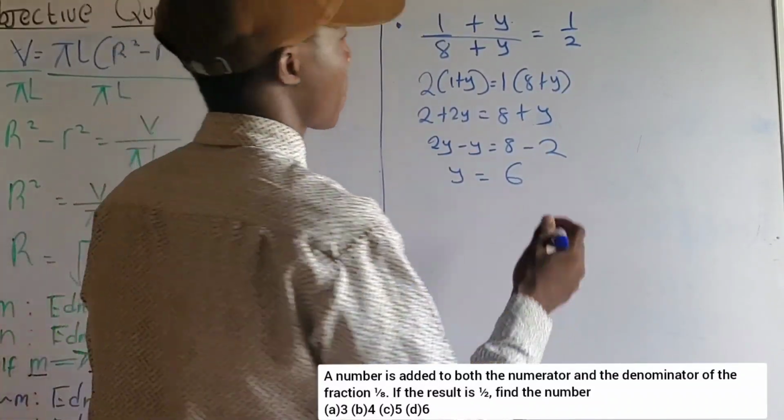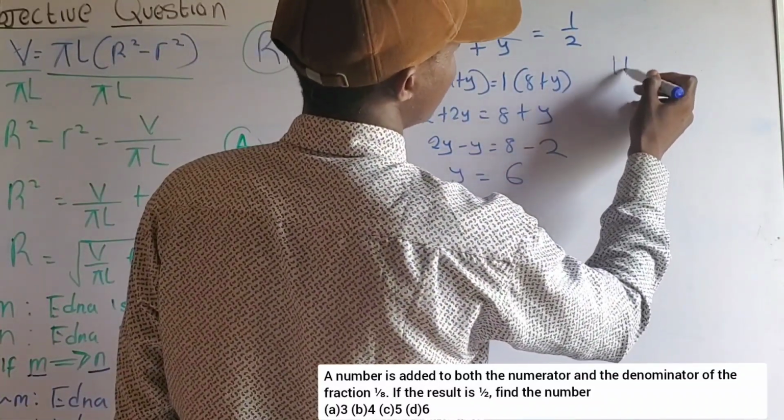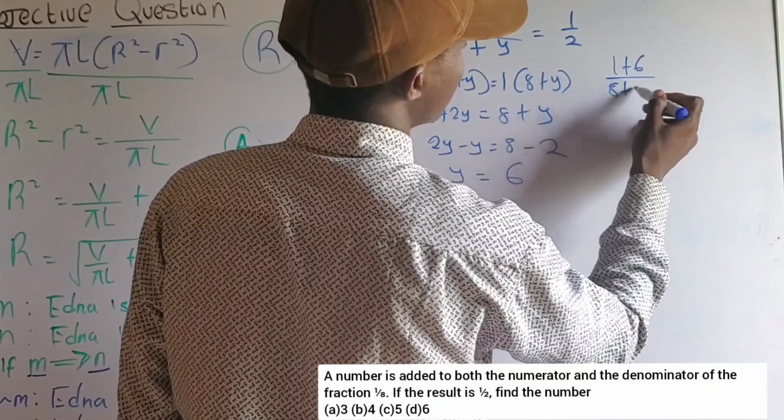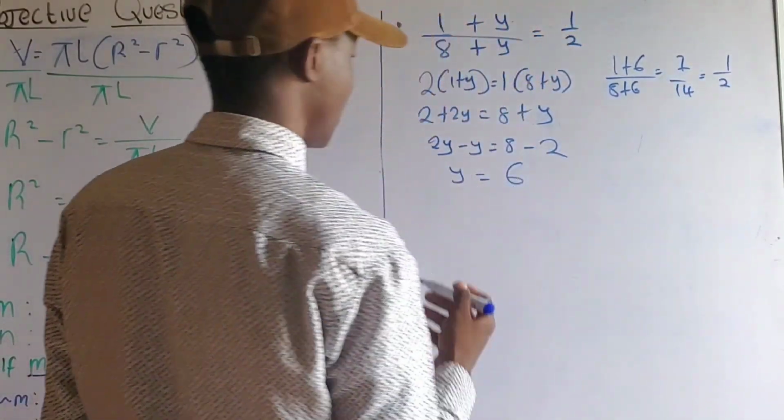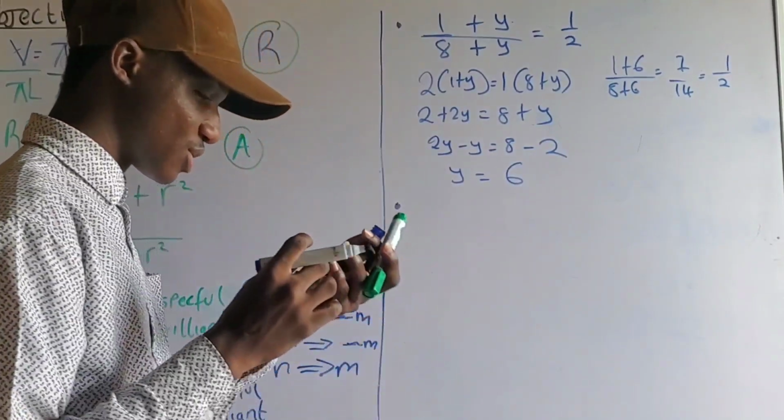Let us check. 1 plus 6 all over 8 plus 6, that is 7/14. 7/14 is 1/2. Do you understand? Okay, let us proceed to the next question.